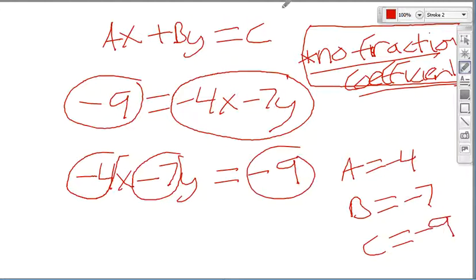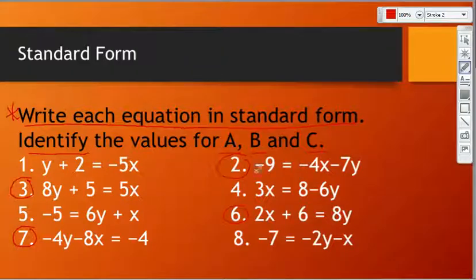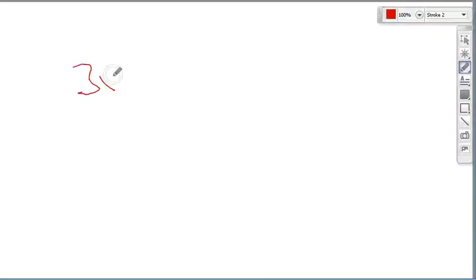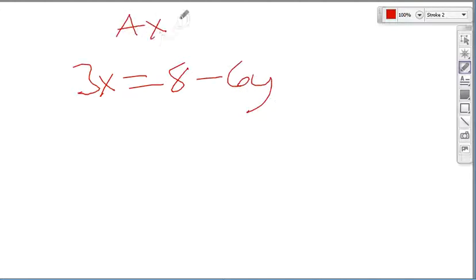So let's go ahead and look at number 4. Number 4 says 3x equals 8 minus 6y. Okay, so let's look at this equation. We've got ax plus by equals c. That's our standard form. And we want to get this equation in standard form. So we've got the x term where it needs to be. It's on the left side of our equation. We have the constant term where it needs to be. It's on the right side of our equation.